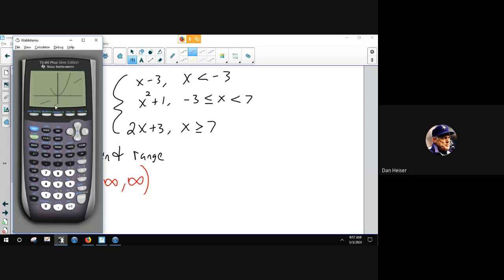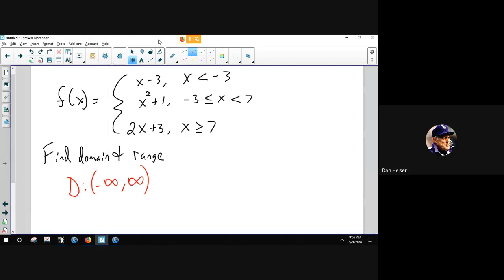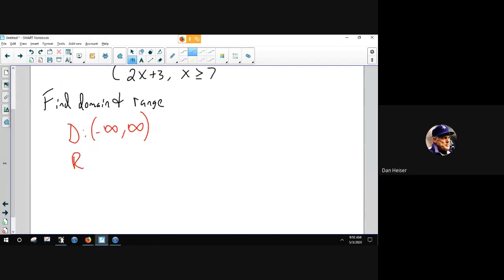So let's put this all together. I'm going to pretend that negative 3 works for this function. What happens when x is negative 3? We get negative 6. But it's an open circle because we can't have negative 3 for this part. This goes down forever, so all the y values to negative infinity are covered, up to negative 6.